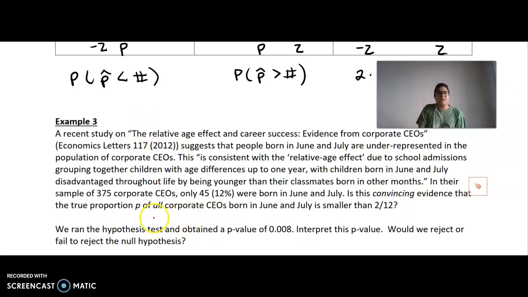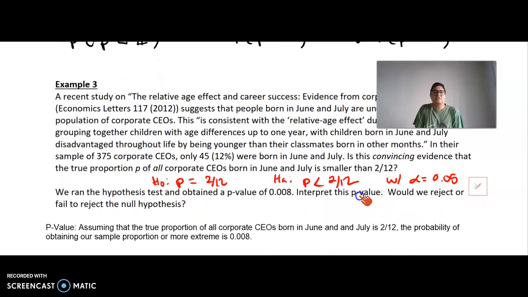So here, I would say that the null hypothesis is that P, again, is equal to 2/12. And I am testing that it is less than this, so the alternative is that P is less than 2/12. And I'll use an alpha level of 0.05 here. All right, so we look.